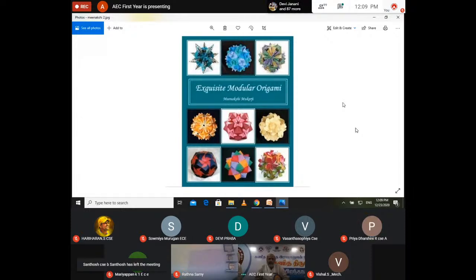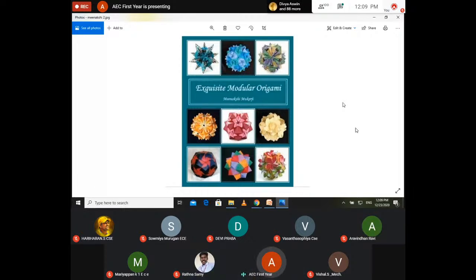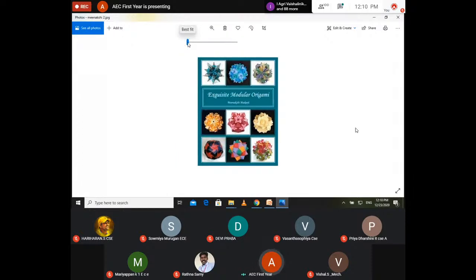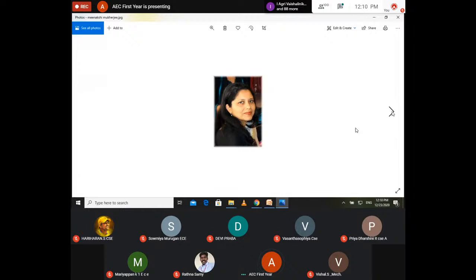Her learning, that is very good, that is mathematics. So she began to search for a creative expression for the mathematics she had learned, and she found it in origami. She has written this wonderful book called Exquisite Modular Origami. Whatever she has learned in class as mathematics, she implements in origami. And she is now the present craze in the world regarding mathematics and origami. She is Meenakshi Mukherjee.